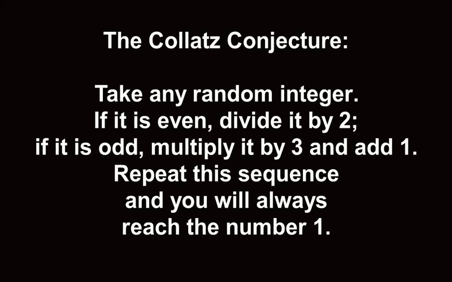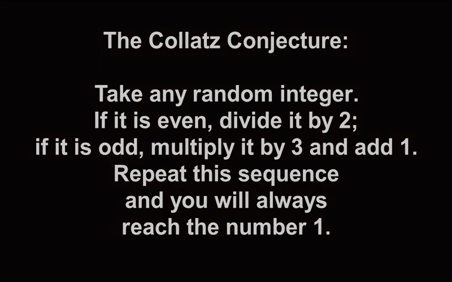This is a demonstration of the Collatz procedure, which simply says take any random integer, whole number, and if it's even, divide it by 2, or if it's odd, multiply it by 3 and then add 1. Now keep repeating this sequence and you will always come back to the number 1. You'll always reach the number 1 in the sequence.